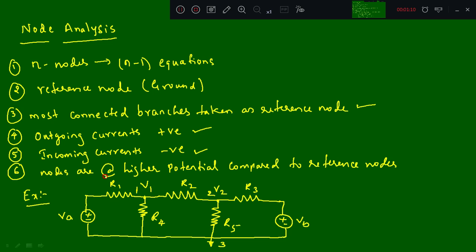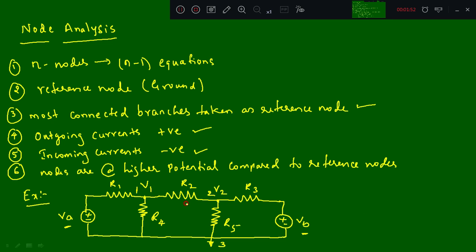Here we have a simple example: a circuit diagram having VA and VB as the voltage sources, and R1, R2, R3, R4, R5 as the resistors. I will mark three nodes, node 1, node 2 and node 3, and make node 3 the reference node. Then I will define the voltages, V1 at this node and V2 at this node. What equations are we going to get?